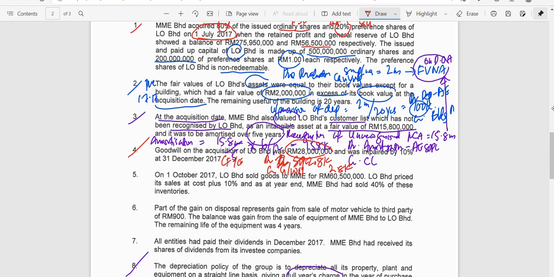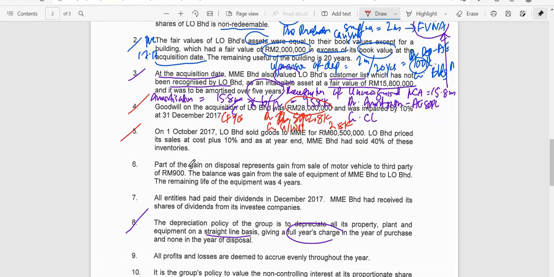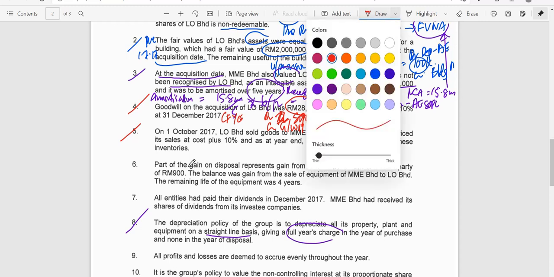You will have to include that in the consolidated statement of profit or loss, because that has to be done by putting that as an expense of the group. On 1st of October, there was an intercompany transaction. What I would like to remind you is to look closely at the date.